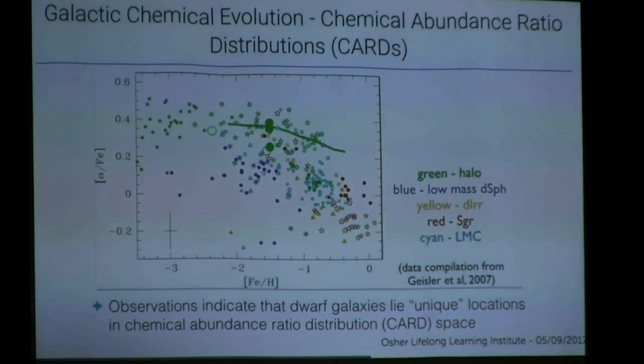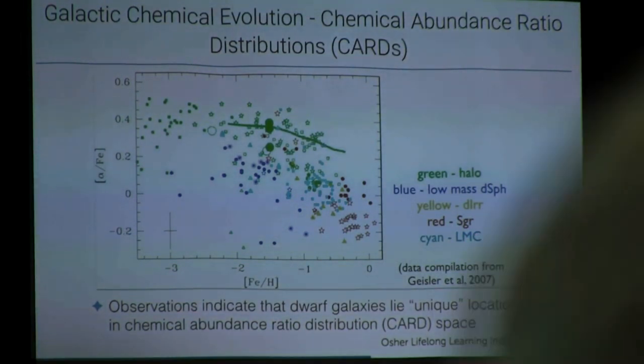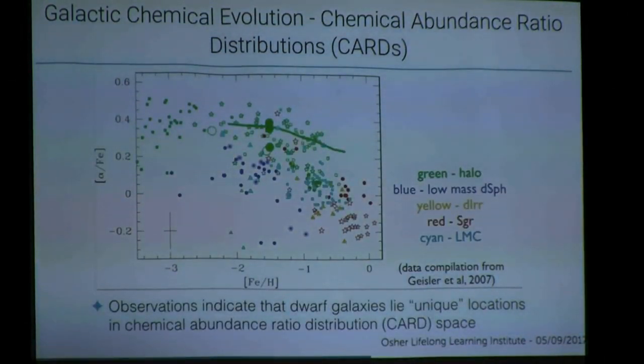You've got the LMC, which, if you ever go to the southern hemisphere, you can see with your naked eye looking up. It's the two galaxies that we can clearly see with our naked eye, and they're named after Magellan when he circumnavigated the world in the southern hemisphere. So you have those stars here, and that's actually a massive galaxy as well. And as you can see, most of its stars are what are called more metal rich.